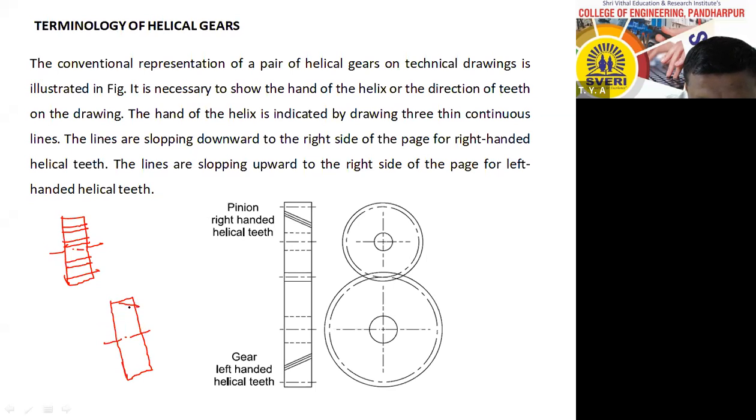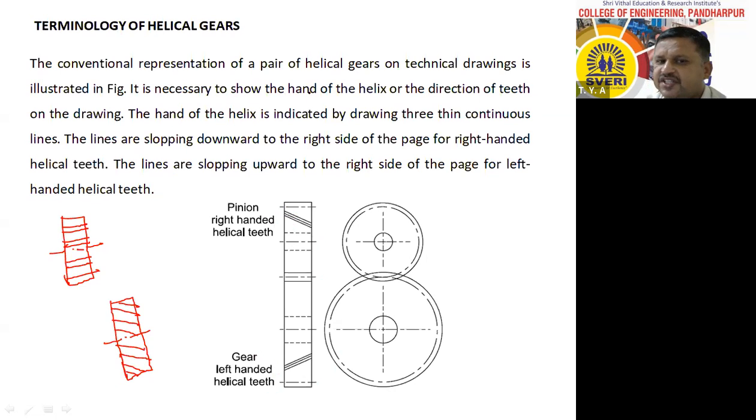Helical gears are shown like this. This is the convention of helical gear. Therefore, the same thing has been drawn here. The gear is drawn and only inclined lines are shown, three lines like this. Therefore, you have to understand that this gear is the helical gear.